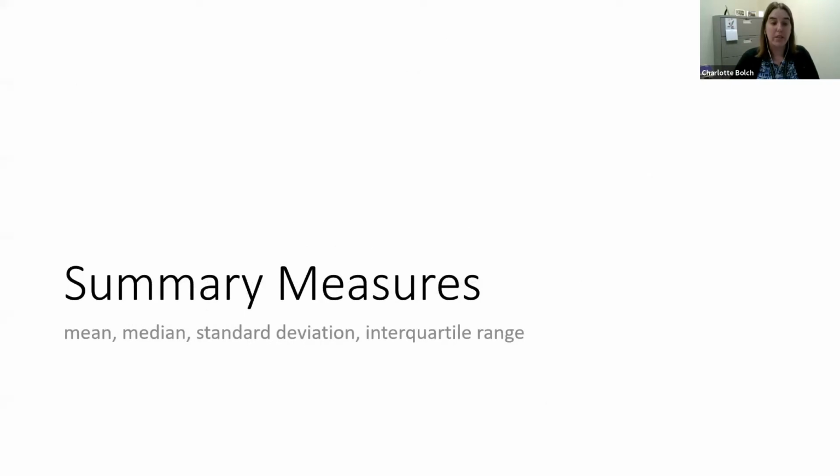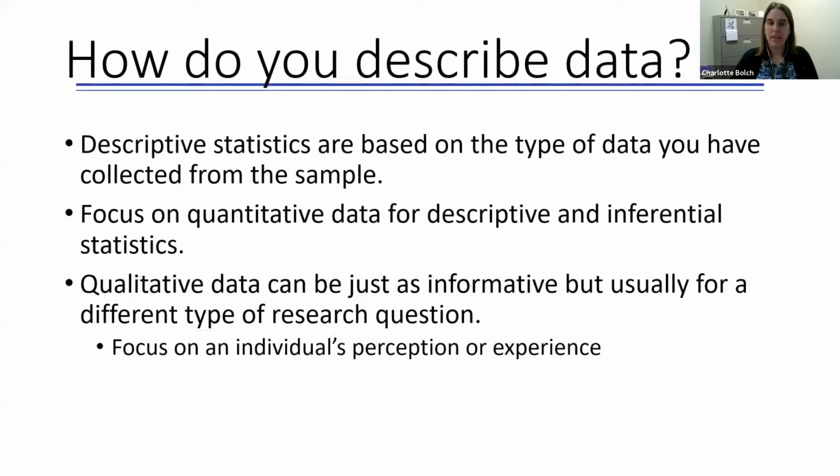So next, we're going to go into a few summary measures, describing what they are and how we're seeing them in articles. So how do you describe data? We usually use descriptive statistics to describe our data based on the type of data we have collected from the sample. So the focus on quantitative data is using descriptive and inferential statistics. However, I just want to point out that qualitative data can be just as informative, but usually for a different type of research question, focusing on maybe an individual's perception or experience.